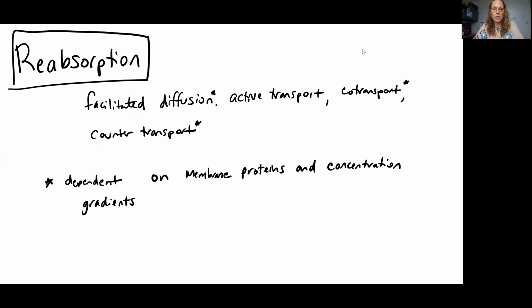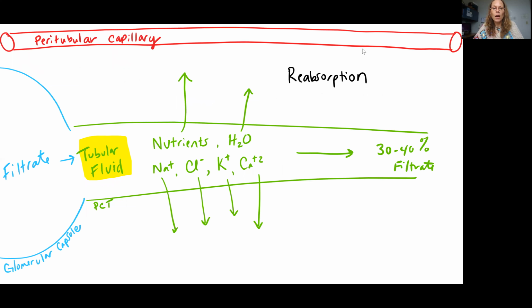Okay, so we have said primarily what's happening in the PCT is the reabsorption of nutrients and water and electrolytes. Electrolytes including sodium, chloride, potassium, calcium. Also, we'll see bicarbonate ion as an important ion that is reabsorbed. So that at the end of the PCT, you only have about 30 to 40% of that initial filtrate remaining. So a significant portion is reabsorbed by the body.